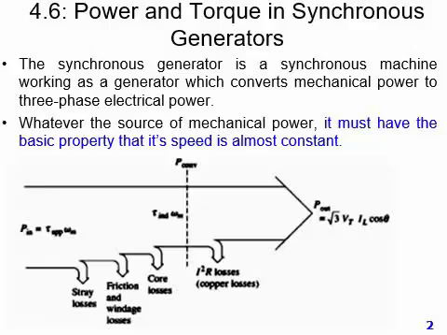Whatever the source of mechanical power, it must have the basic property that its speed is almost constant. So in this diagram it can be seen that input power is converted into electrical power. Even after conversion there are some copper losses, and after the reduction of these copper losses the output power can be achieved in the electrical form.